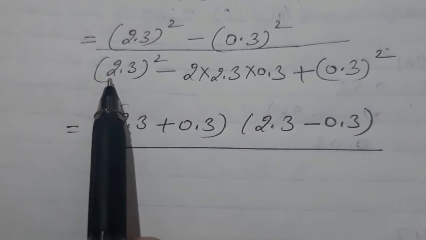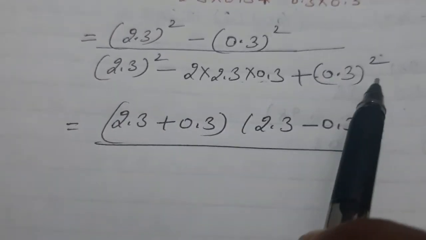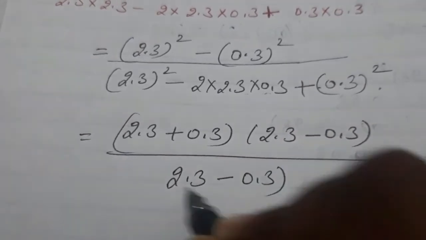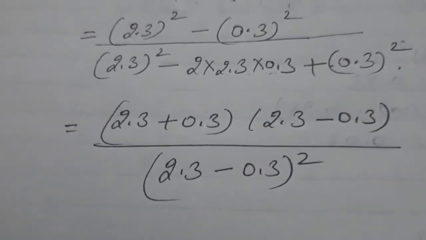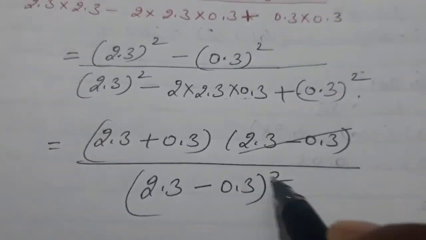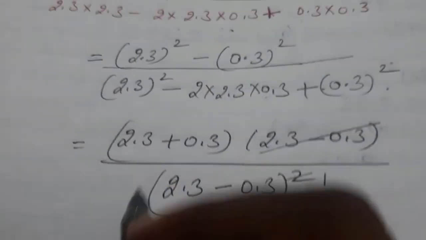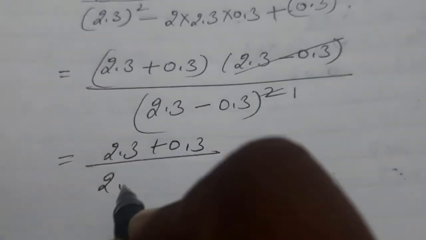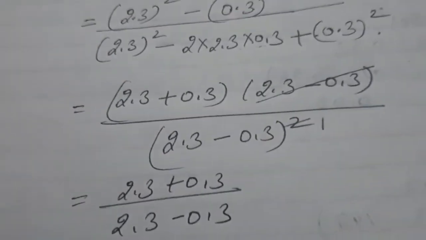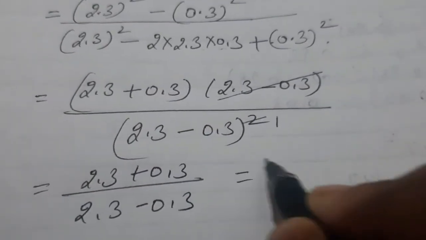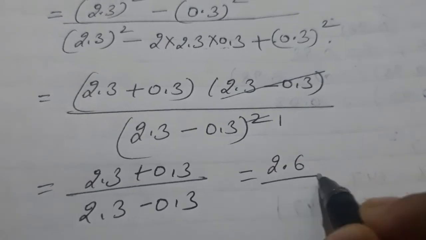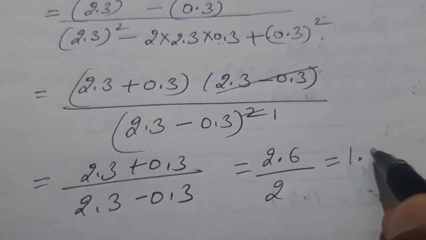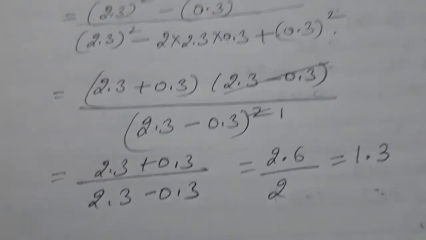Now in the denominator we have a square minus 2ab plus b square. So here we are getting the formula (2.3 minus 0.3) whole square. So one power of this will cancel out with this one power. So it will come out to be 2.3 plus 0.3 divided by 2.3 minus 0.3. Now add the numerator, it will come out to be 2.6 and denominator will be 2. Now divide it, it will come out to be 1.3.